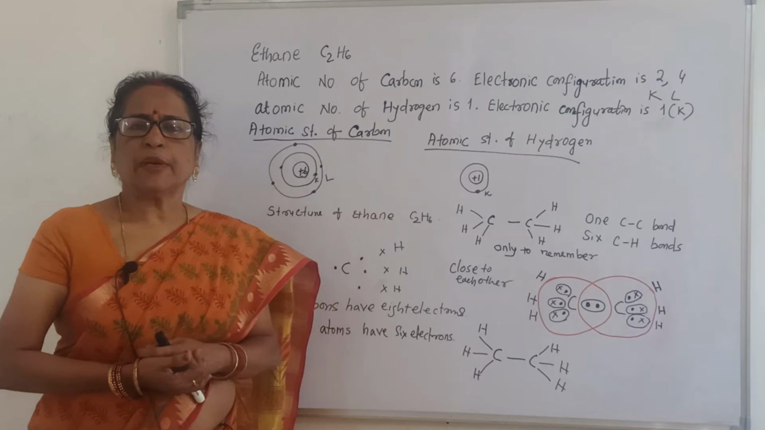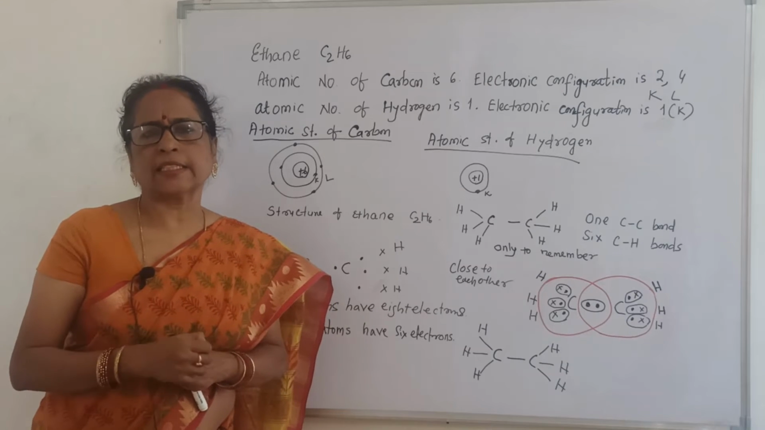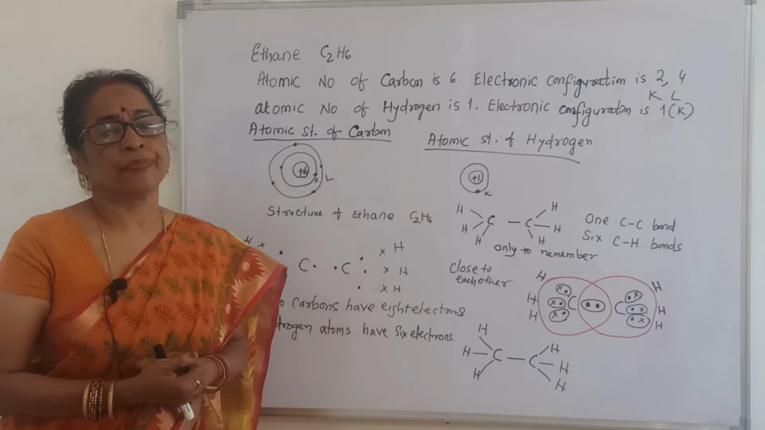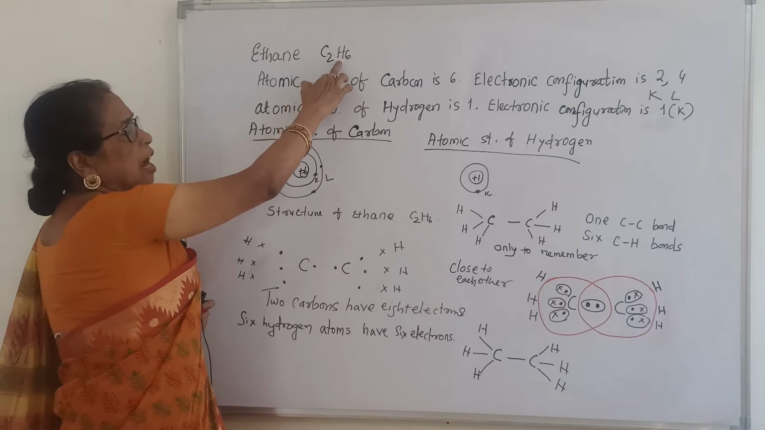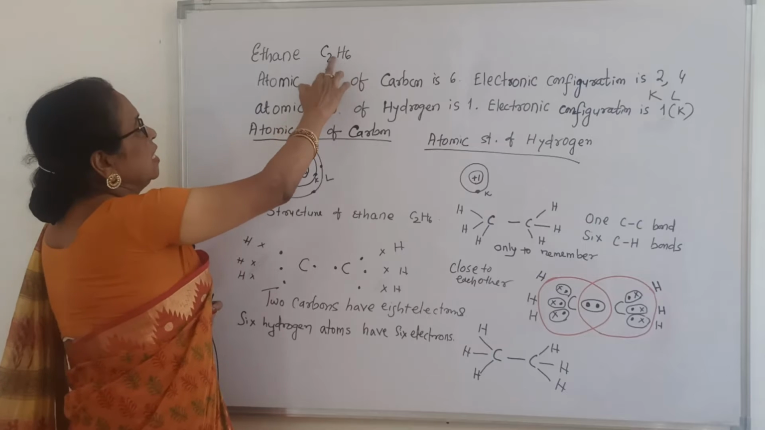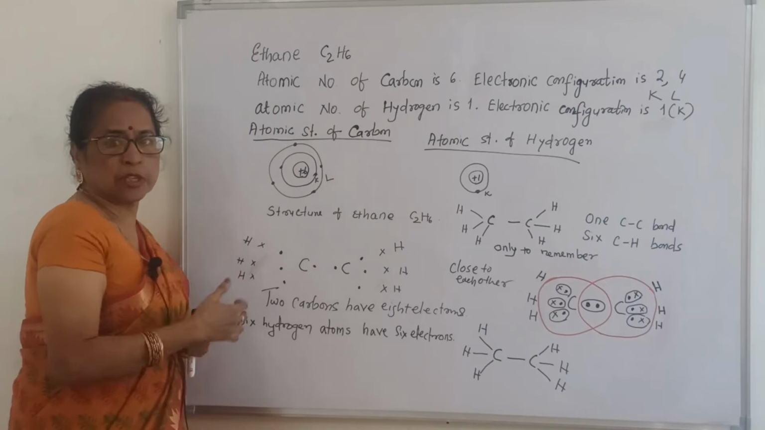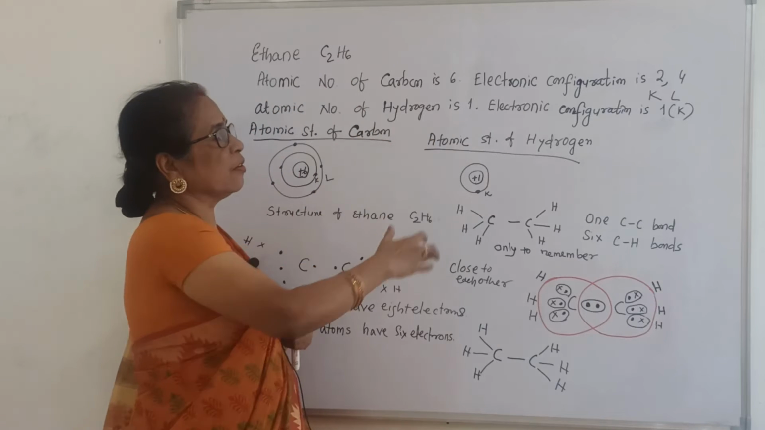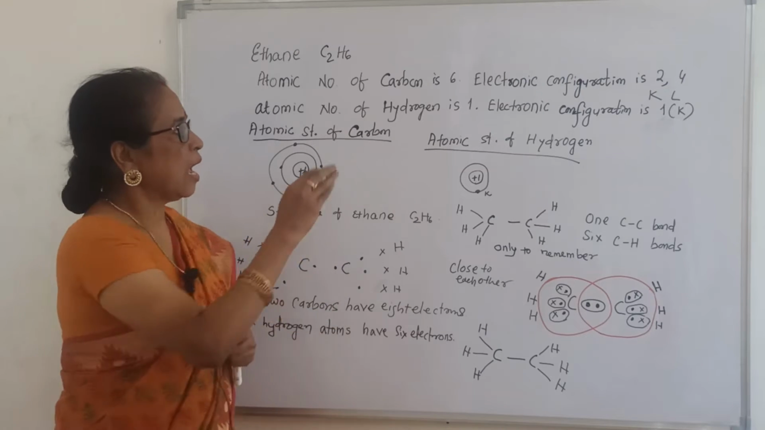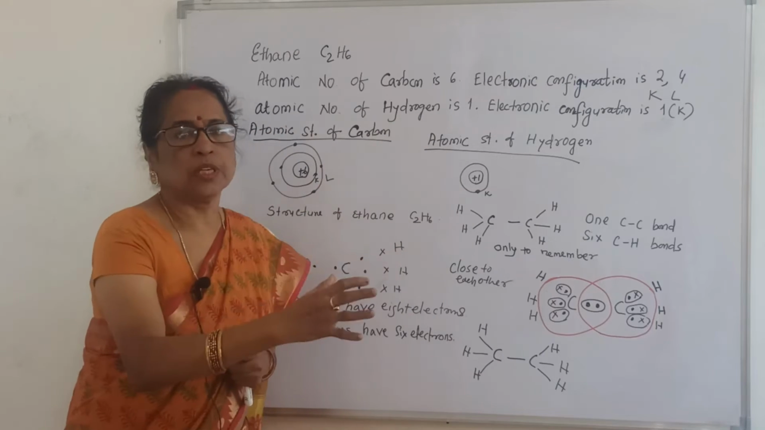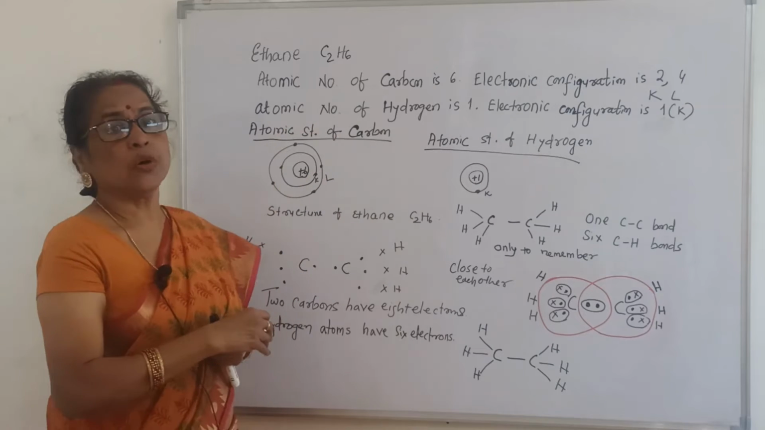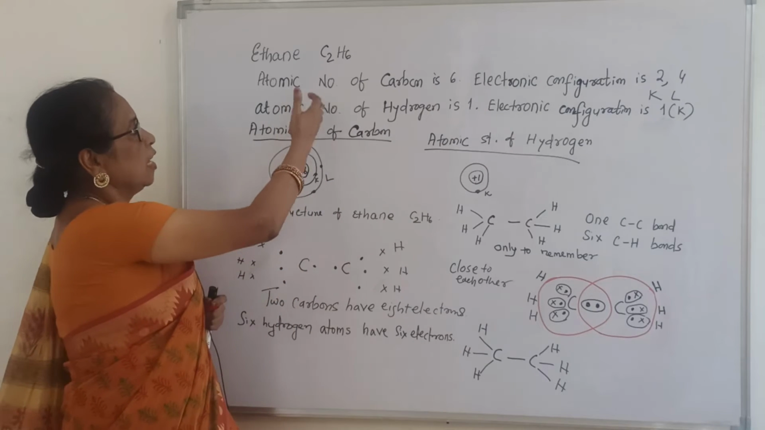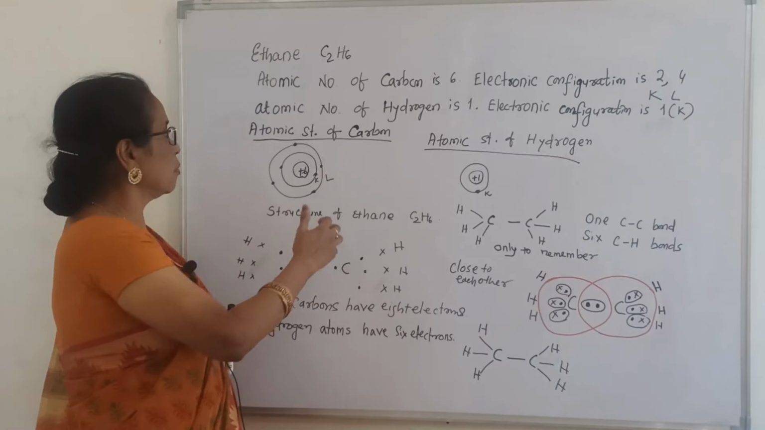Ethane. Ethane means C2H6, that is the molecular formula. Here, see how many carbons are there? 2. And how many hydrogens? 6. The atomic number of carbon is 6, and the electronic configuration is 2, 4. The K shell occupies 2 electrons and the L shell occupies 4 electrons. This is the electronic configuration of carbon.